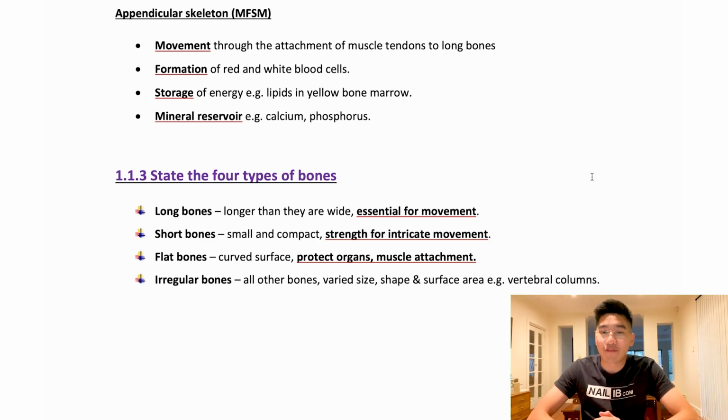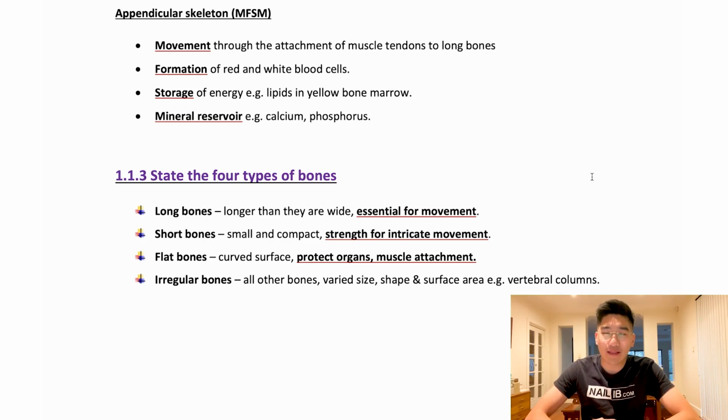We then have flat bones, and so these tend to have a curved surface. They protect organs and they allow for muscle attachment. And an example of a flat bone would be, for example, the sternum. That's protective. Finally, we have irregular bones, and so this describes all other bones of varied sizes, shapes, and surface area.